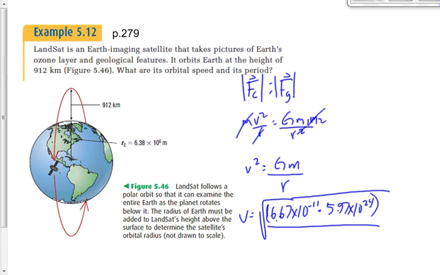What r do I use? I've got two numbers here, right? I've got 912 kilometers, and then they throw in this extra one right here, RE, 6.38 times 10 to the 6. Which one do I use?